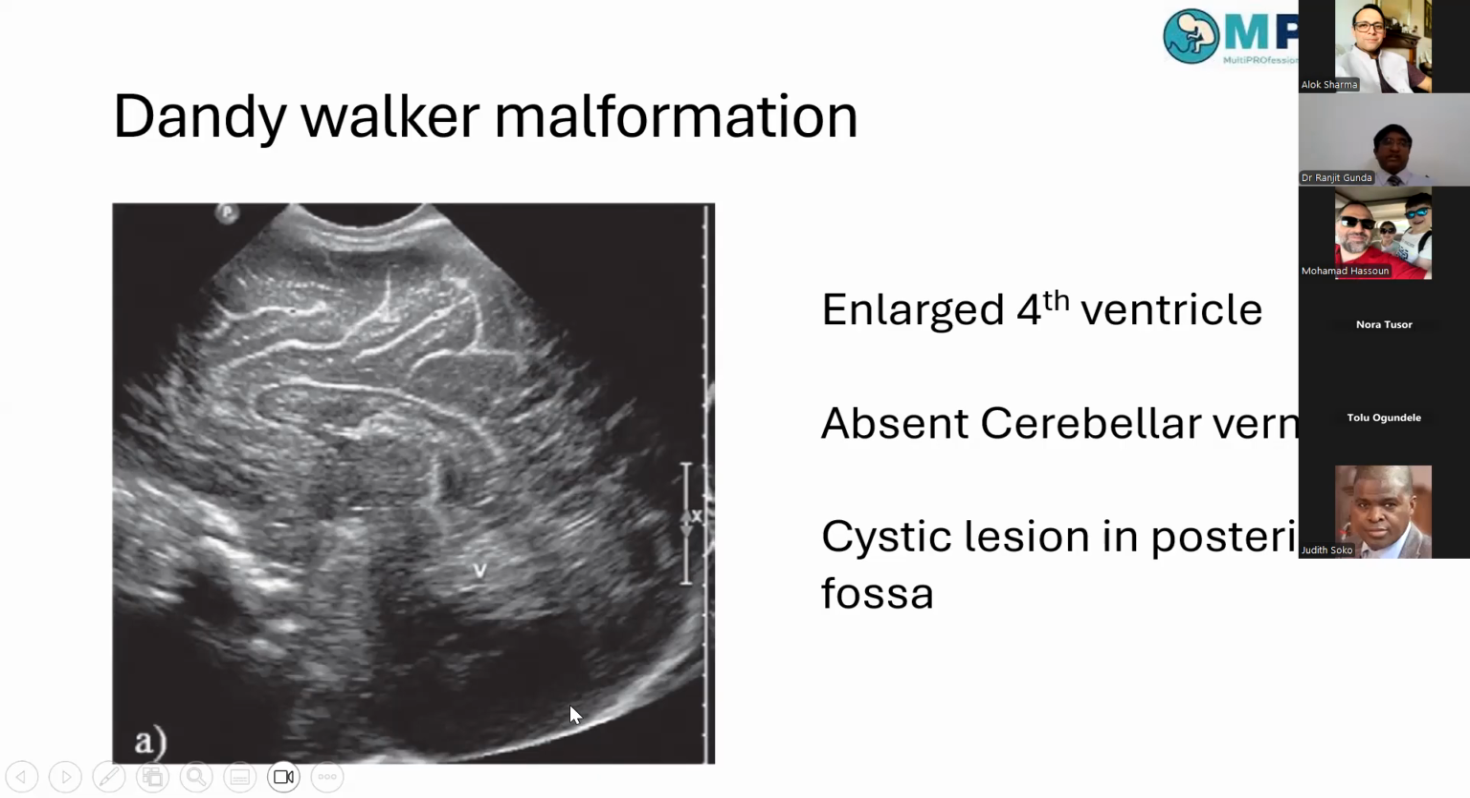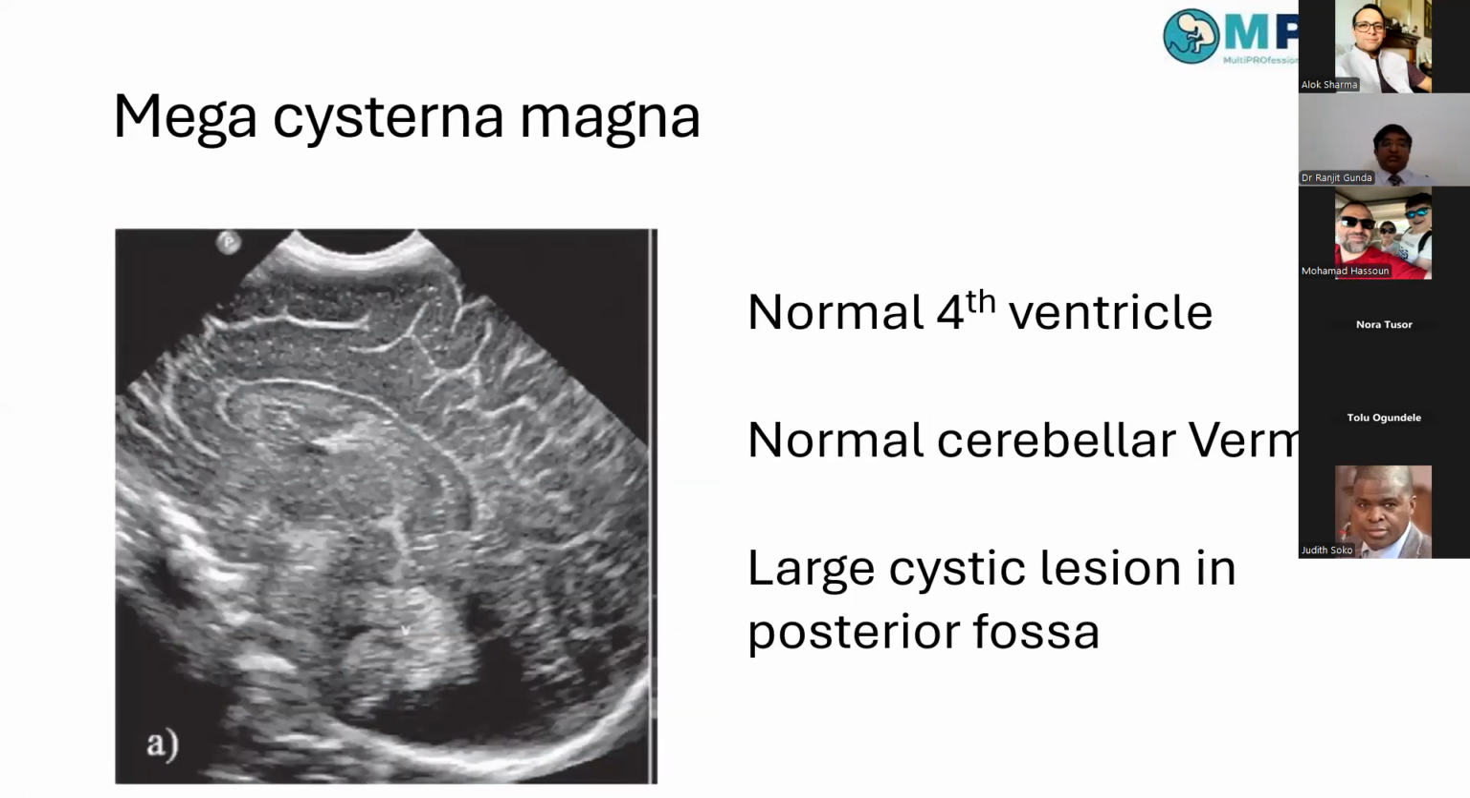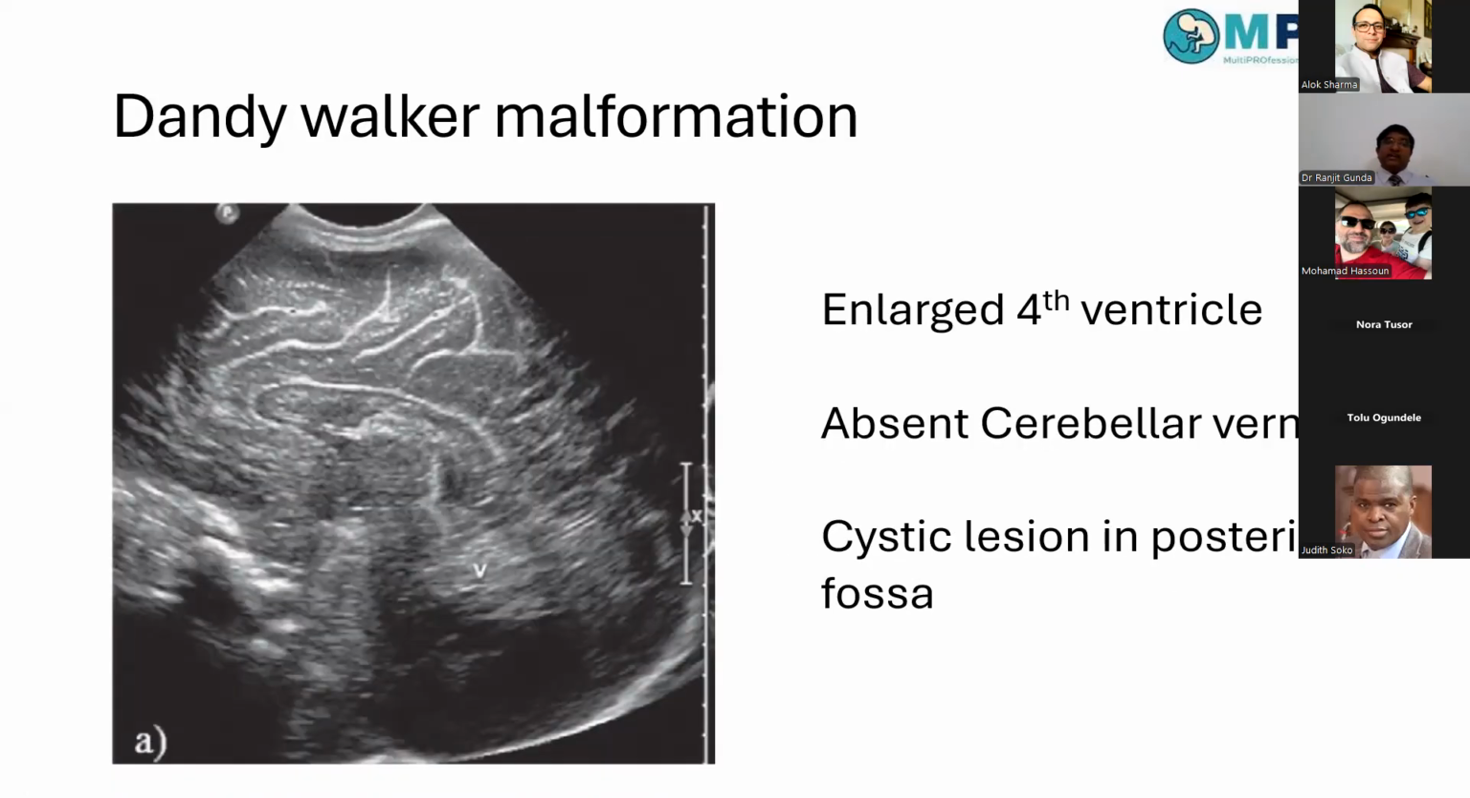posterior fossa, one of the variants of Dandy-Walker malformation, very much associated with hydrocephalus and obviously with significant long-term implications. We want to differentiate this from the megacisterna magna. So in Dandy-Walker, as we said, there is an enlarged fourth ventricle, vermis problems, and a large posterior fossa cyst.